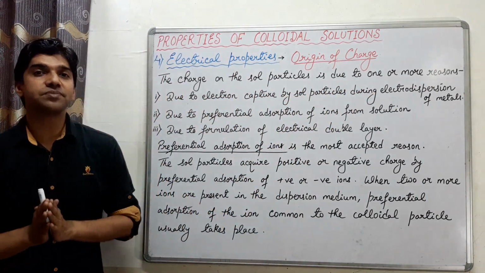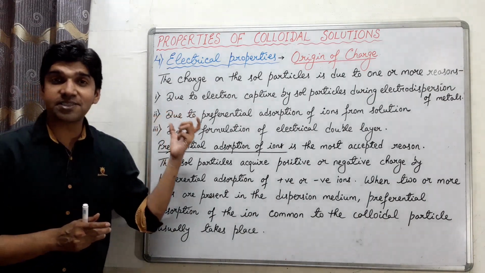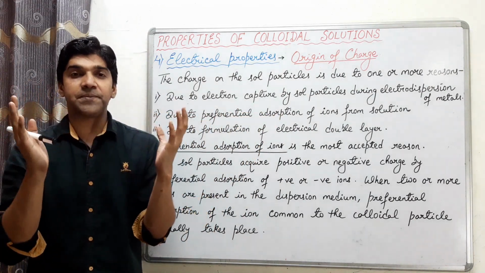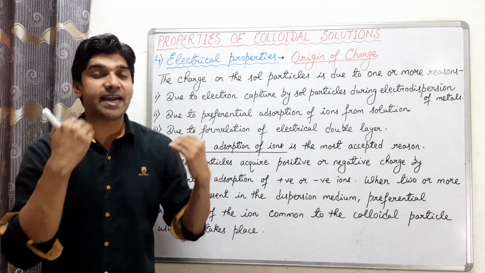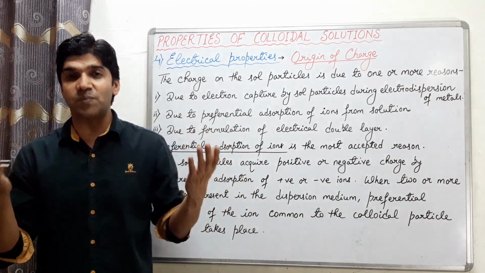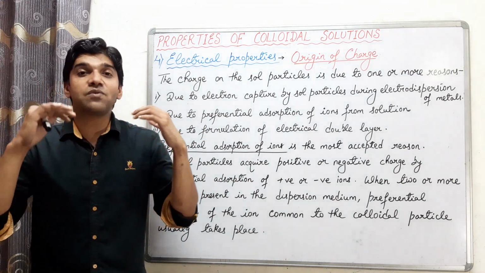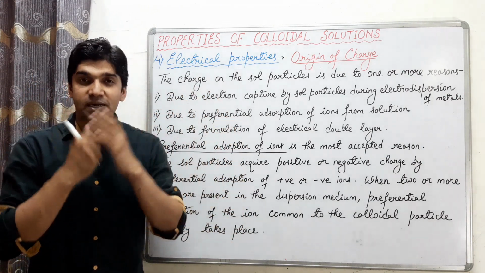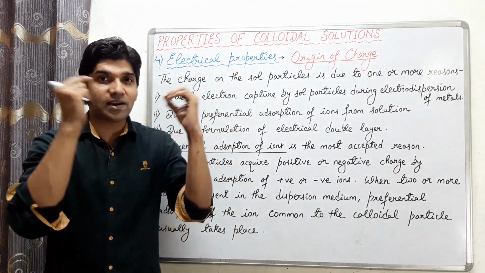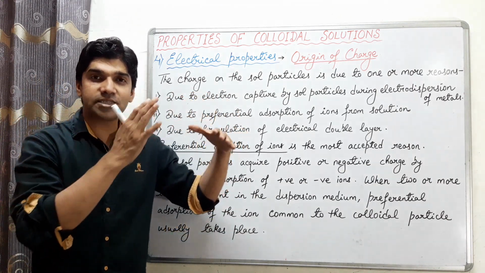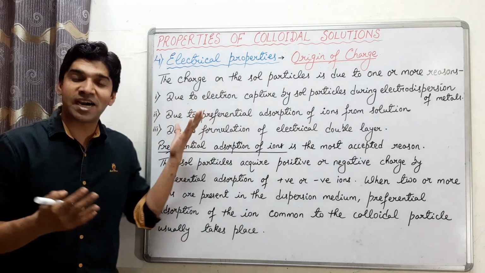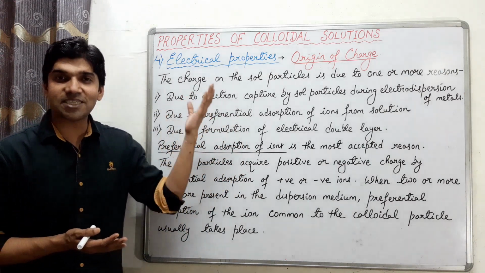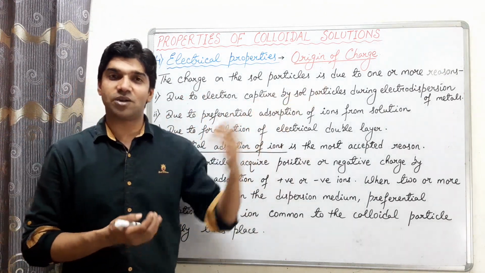That's the one reason. Second, due to preferential adsorption of ions from the solution. In this case, some particular ion prefers to get adsorbed on the surface of sol particles. More than one type of ion is present in the dispersion medium, and the particles of the colloid will prefer one of the ions to get adsorbed on the surface, and that's how the charge appears on the sol particles. That is called preferential adsorption of ions from the solution.